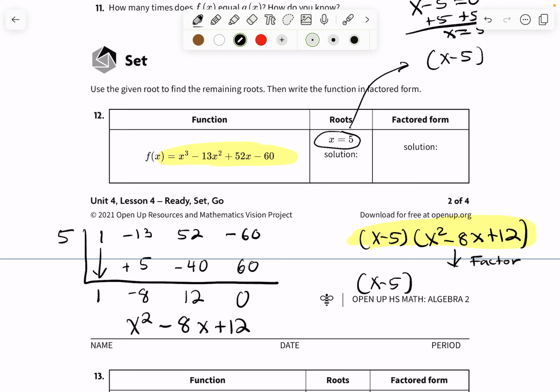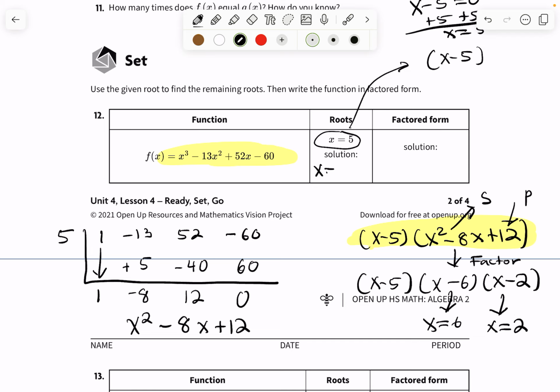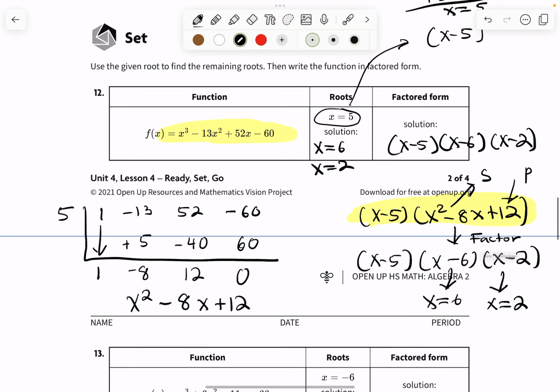So what two numbers multiply to 12 and add to negative 8? That will be minus 6 and minus 2. So that means that my remaining roots are x equals 6 and x equals 2. And then in factored form will be x minus 5, x minus 6, and x minus 2. And that is pretty much how we do these problems. So let's try another one.